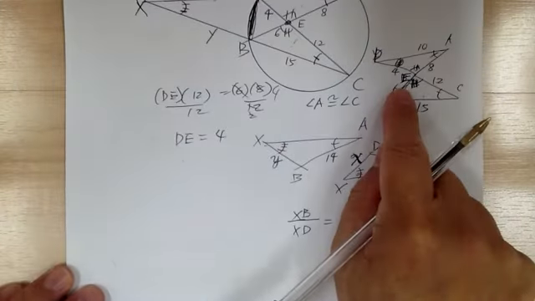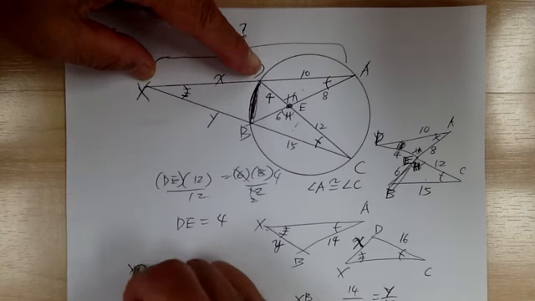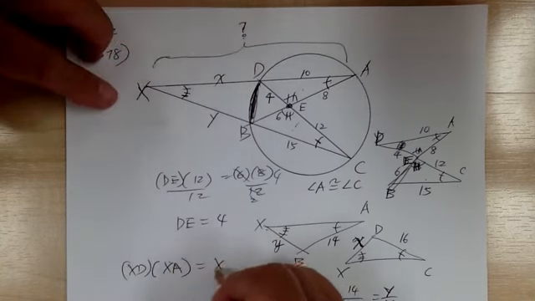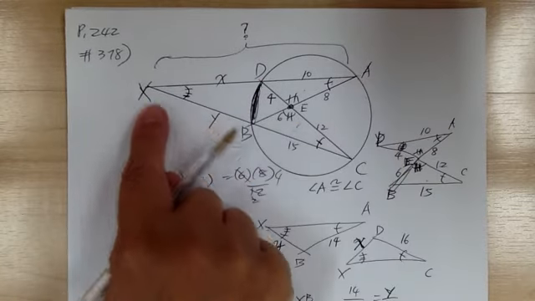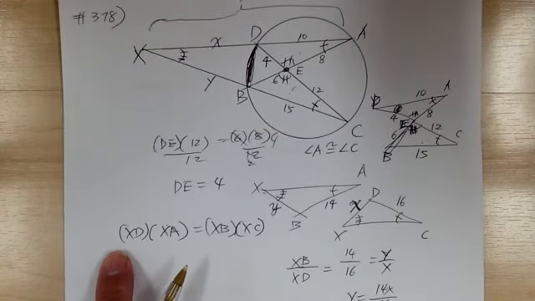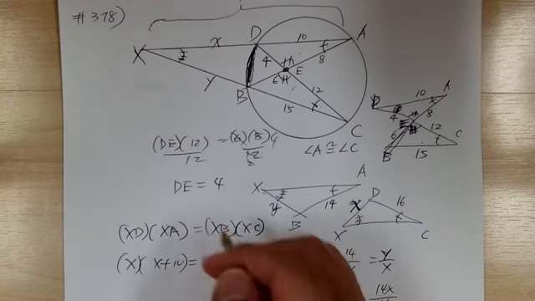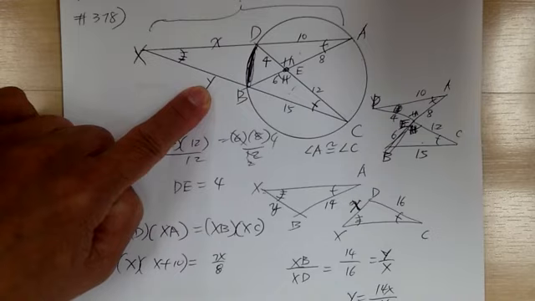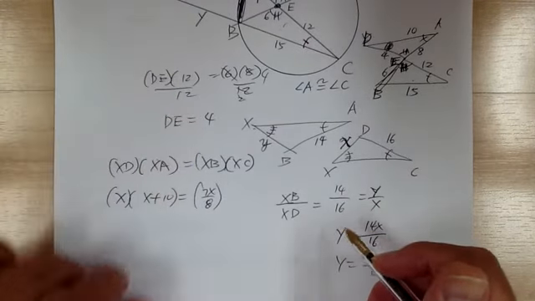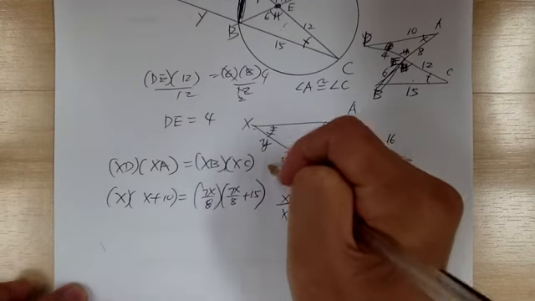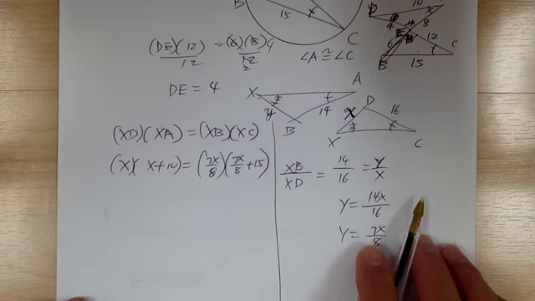So now we can use the point theorem. From point to circle, XD times XA will equal XB times XC. So point to circle times point to circle equals point to circle times point to circle. XD is x, XA is x plus 10, XB is y, but y is 7x over 8. And XC is y plus 15, so it'll be 7x over 8 plus 15. Now it's just a matter of working it out.